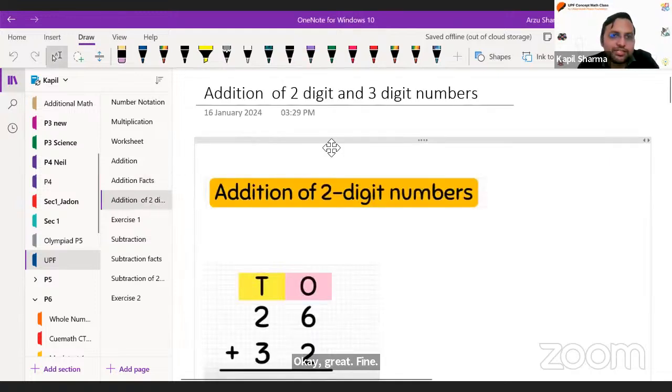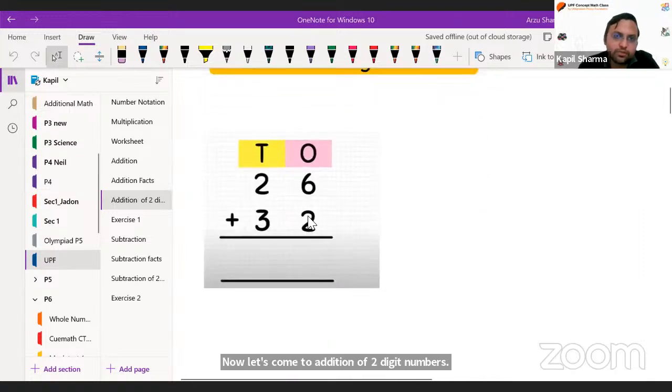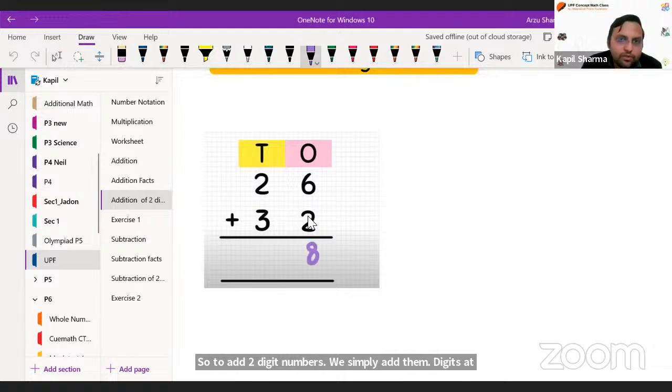Now let's come to addition of two-digit numbers. Okay. So to add two-digit numbers, we simply add the digits at ones place first. Okay, so 6 plus 2 is 8.